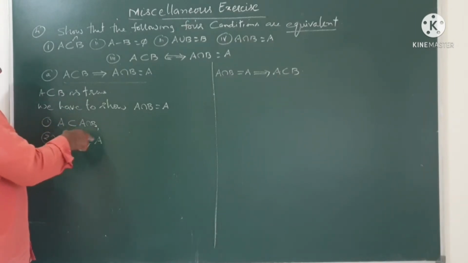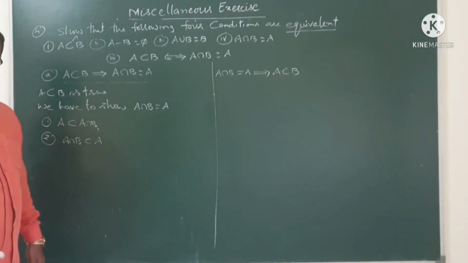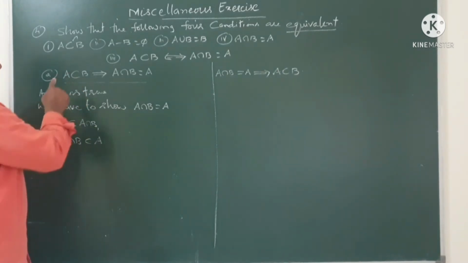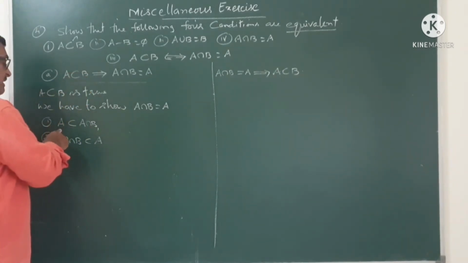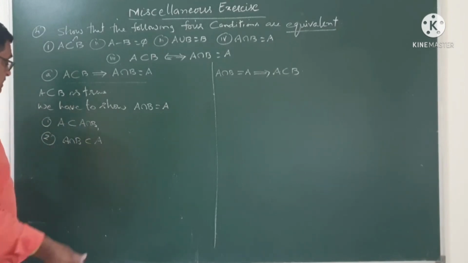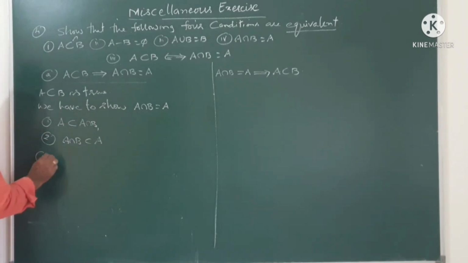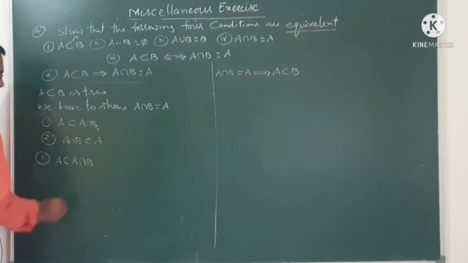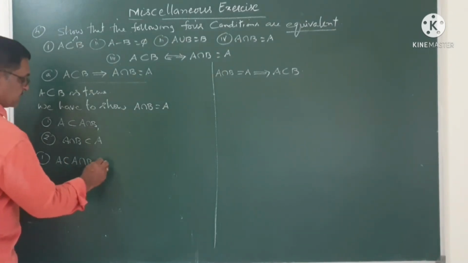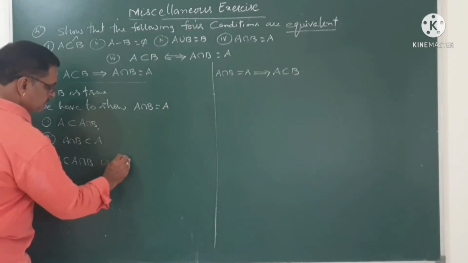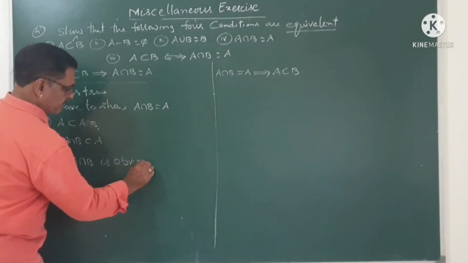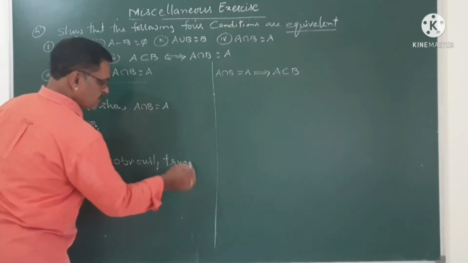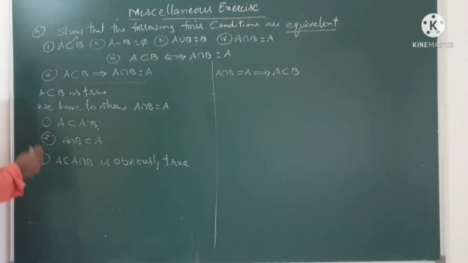Again, A is a subset of A intersection B is obvious. Why? Because A is a subset of B. When A is a subset of B, A is a subset of A intersection B. The first one is obvious. A intersection A is a subset of A intersection B is obviously true.